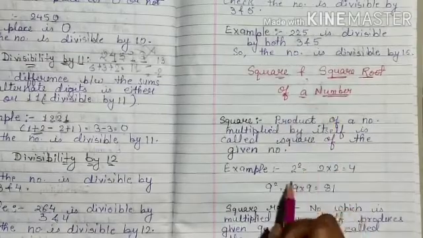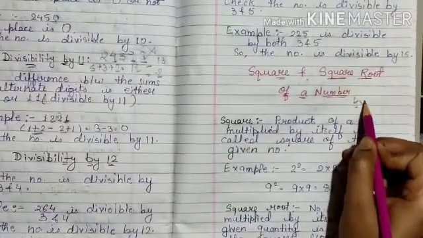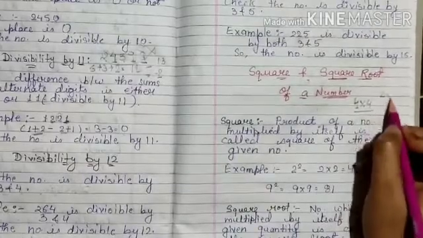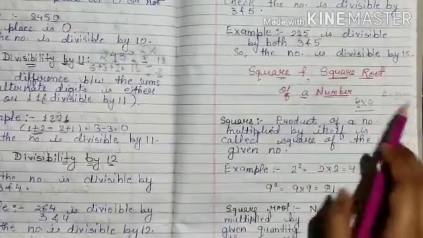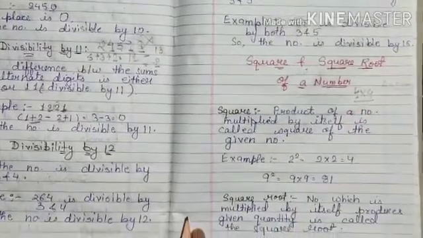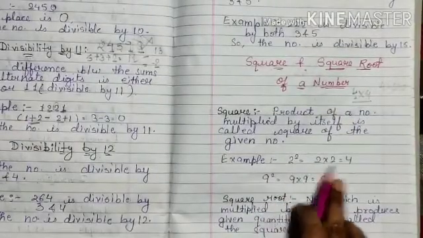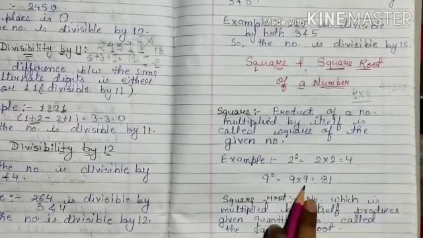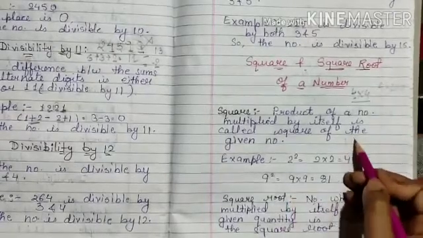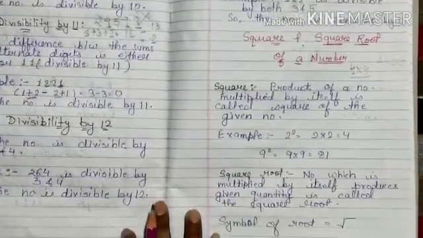Okay, the same number. For example, 4. We have to multiply 4 into 4, not 4 into 2. That is wrong. We have to multiply it by itself. So we have taken an example, 2 square. We write 2 into 2, 2 twos are 4. 9 square is 81. For example, 11: what is the square of 11? It is 121.